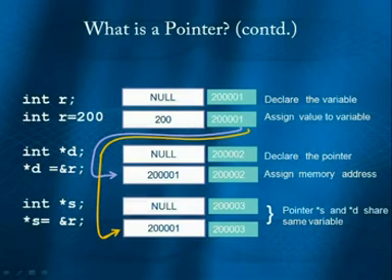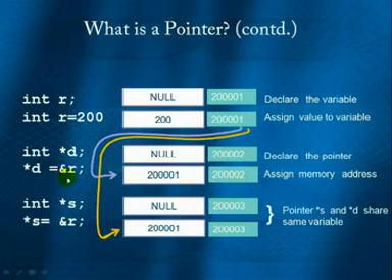This example is to further clarify the above mentioned description of sharing. Here we declare an integer variable called R. Then we assign value 200 to this variable R. Then we declare an integer pointer D. Then we assign the memory location of integer variable R to the pointer D.